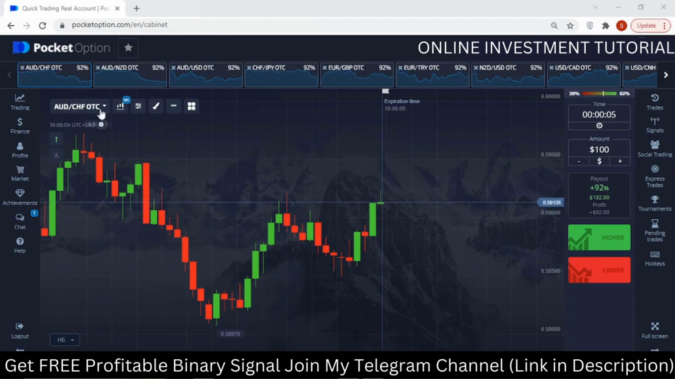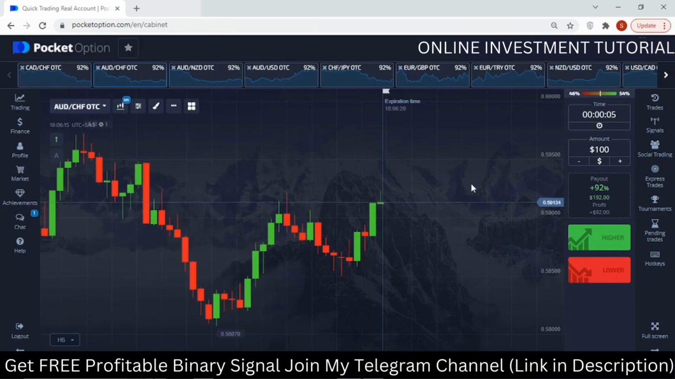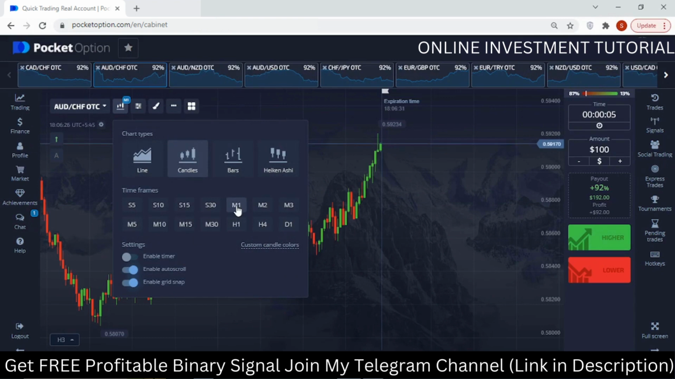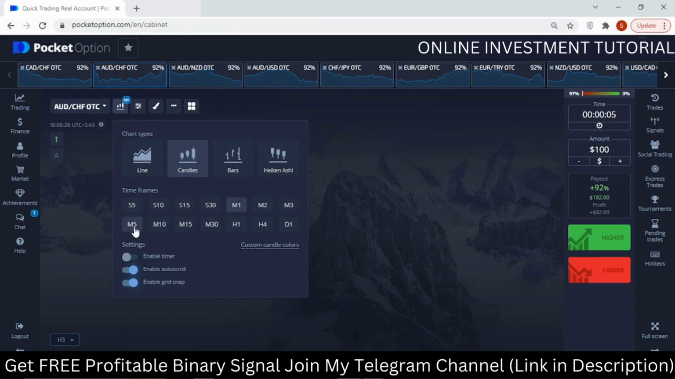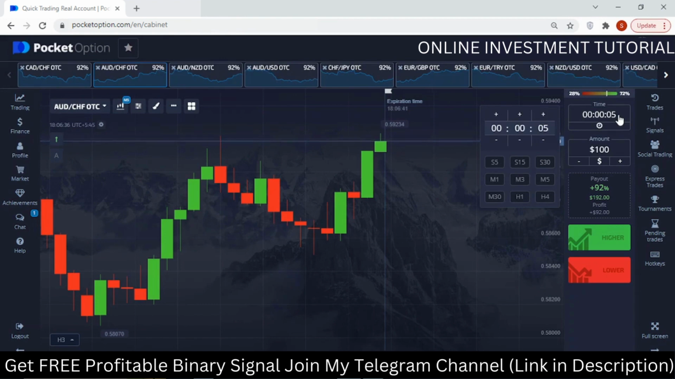So firstly, what you need to do is put all of these OTC currency pairs that have above 80% payout in here. To do so, you can just make this star yellow, and it will appear here. Once you do this much, your candlestick should be M5. I did test on M1 also, and it was working, but I would still suggest you use the M5 candle so that you can see a strong trend in a candle itself. And your trading time frame should be 5 seconds.